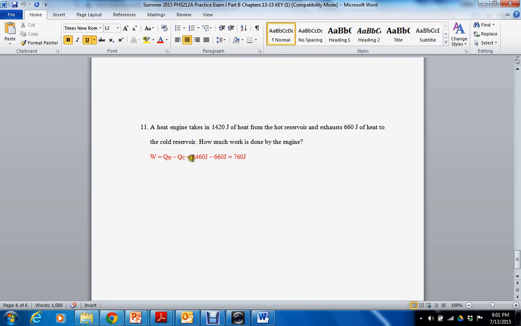A heat engine takes 1,420 joules of heat from the high temperature reservoir and exhausts 660 joules into the cold temperature reservoir. How much work is done in this system? So work equals QH minus QC, which gives us 760 joules of work done.